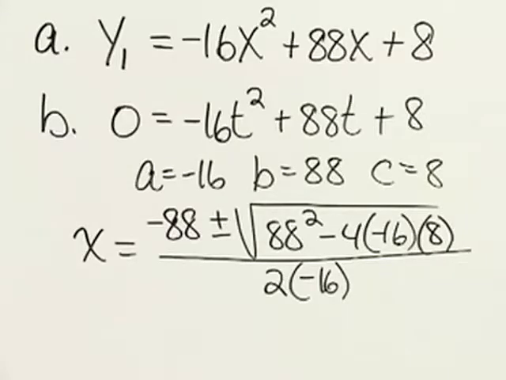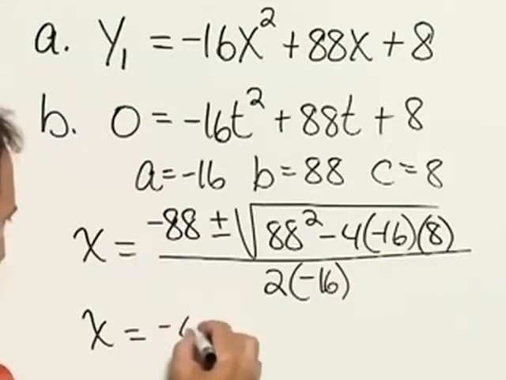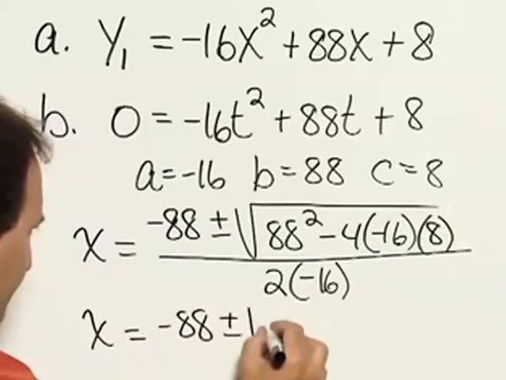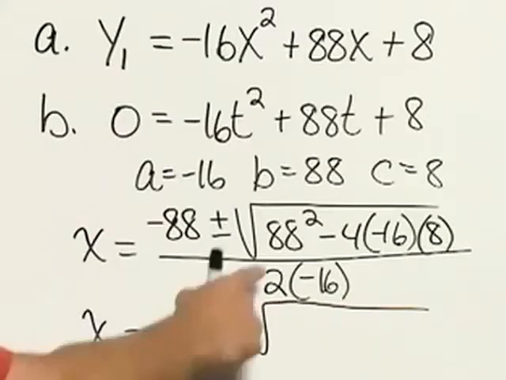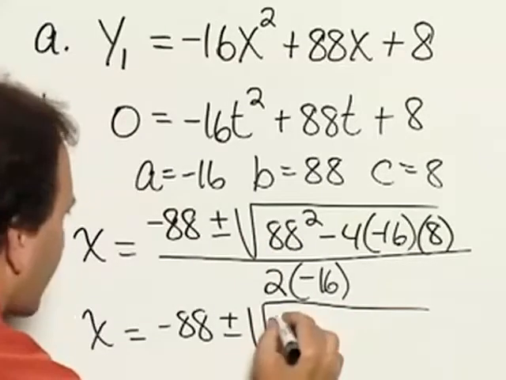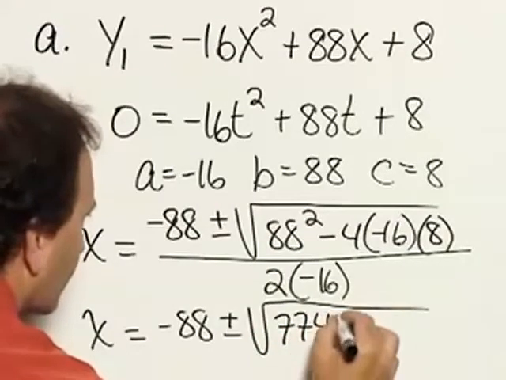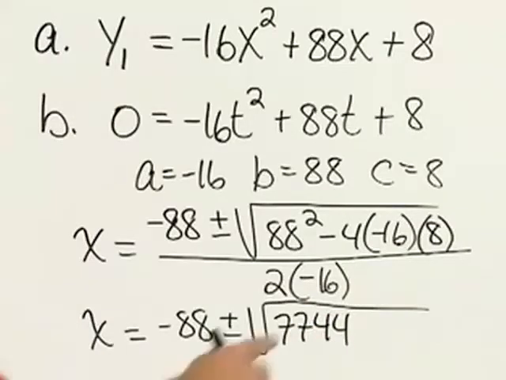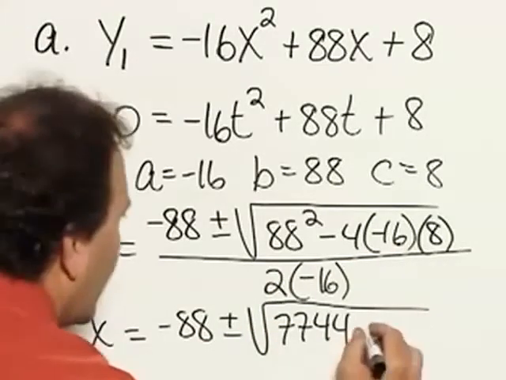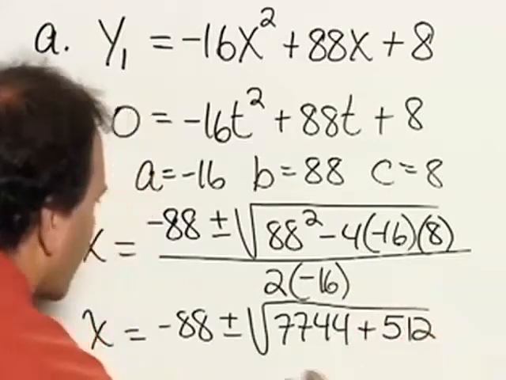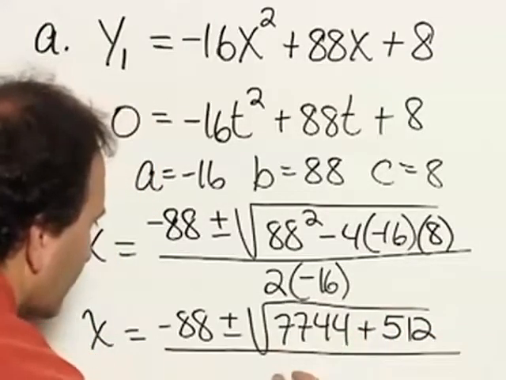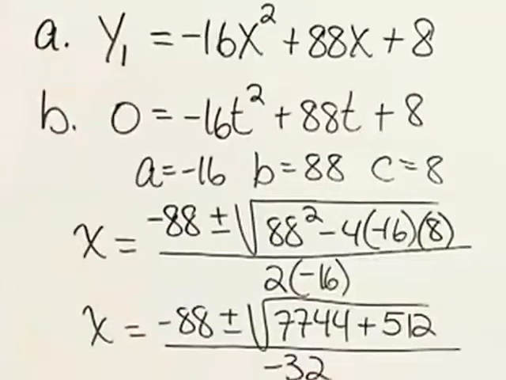Simplifying this, we get x is equal to the negative 88 plus or minus, underneath the square root, 88² is equal to 7,744. We have a negative times a negative, which means it's positive. 4 times 16 is 64, times 8 is 512. And in the denominator, -32.